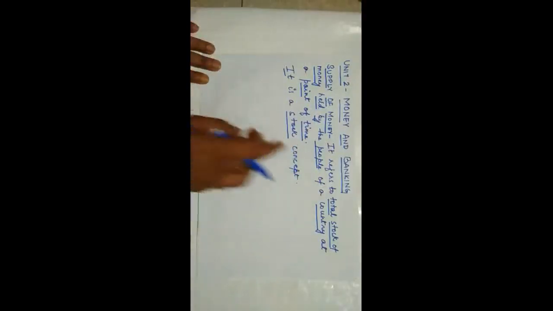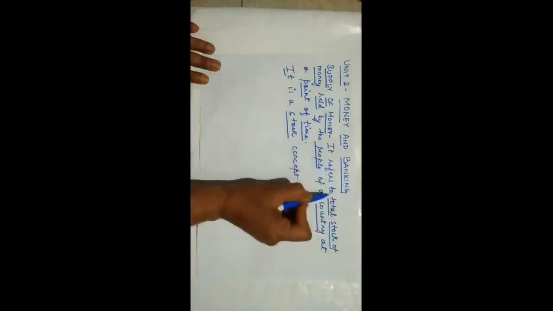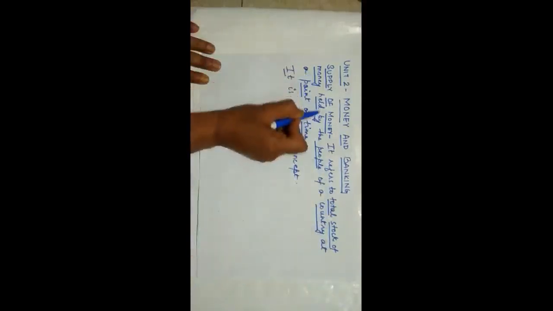Okay. Now, in this definition, just see, it refers to the total stock of money held by the people of the country. People over here doesn't mean the government, the commercial banks, or the Reserve Bank of India. These three are the suppliers of money. Money held by these three, government, commercial banks and RBI, will not be considered under supply of money. They are the suppliers or the producers of the money.